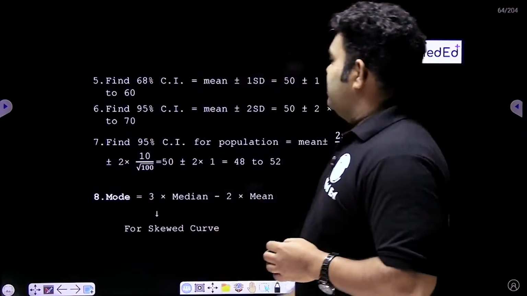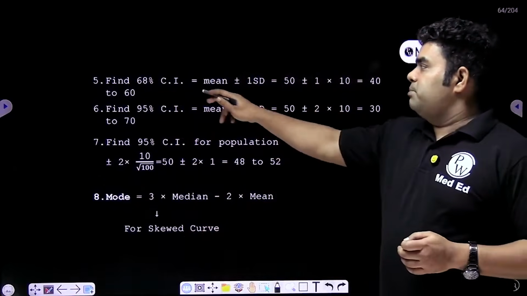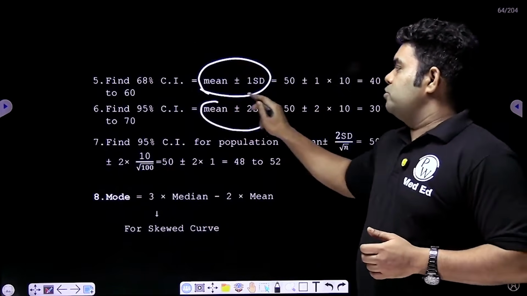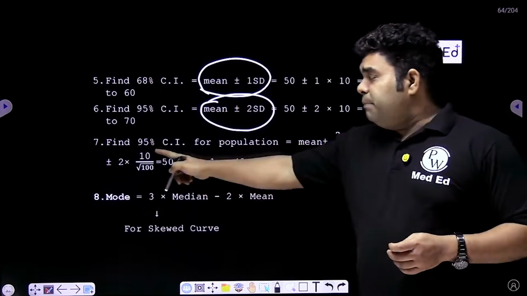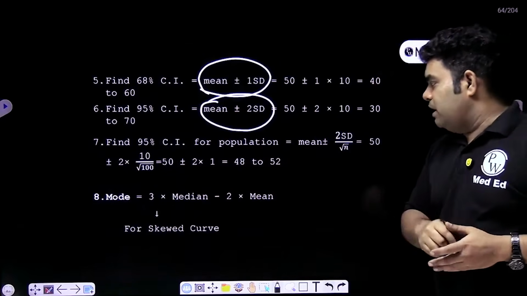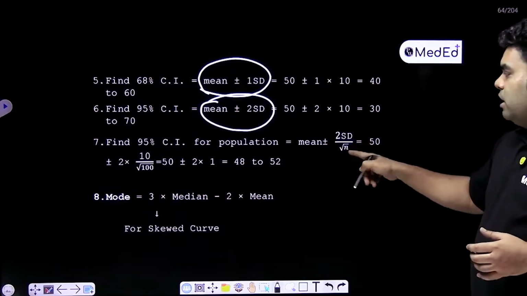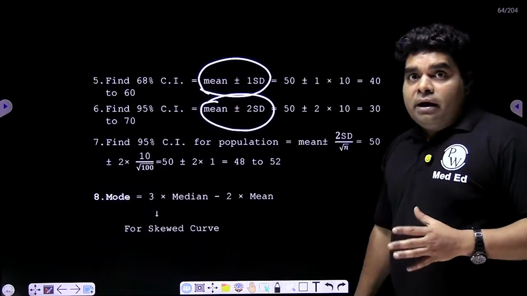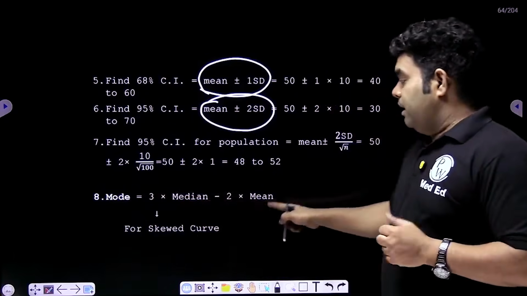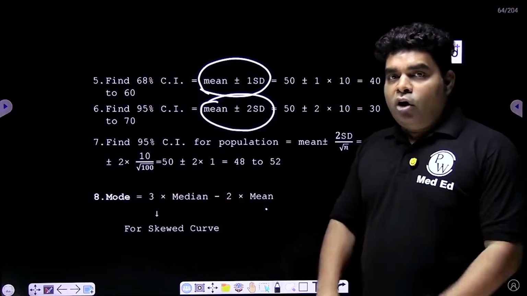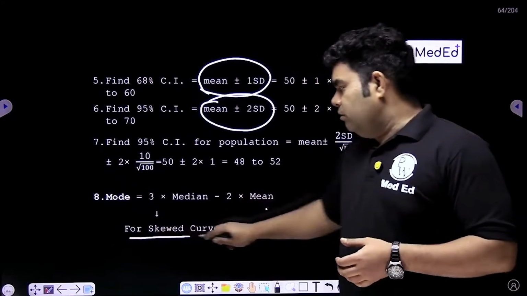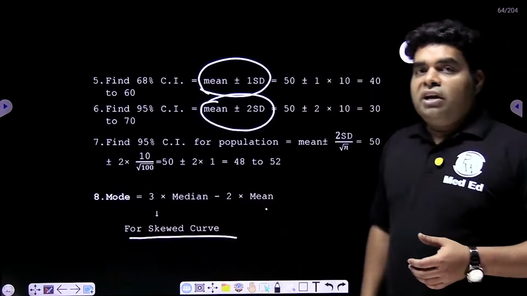Fifth formula is 68% confidence interval is mean plus minus 1 standard deviation. 95% confidence interval is mean plus minus 2 standard deviation. 95% confidence interval for population, if they give, then it is mean plus minus 2 standard deviation by under root n. And there is one more formula which I want to tell, that mode is 3 median minus 2 mean. This formula has not been asked in the last 10 years, but it can come. If they have a skewed curve, in a skewed curve, mode is 3 median minus 2 mean.